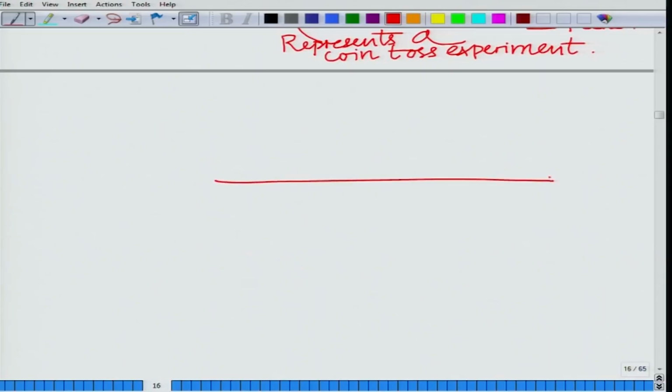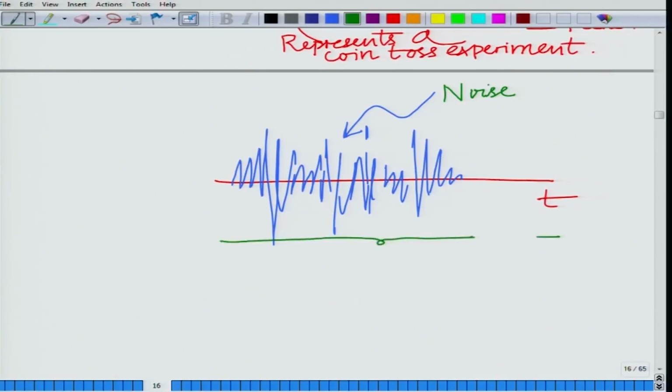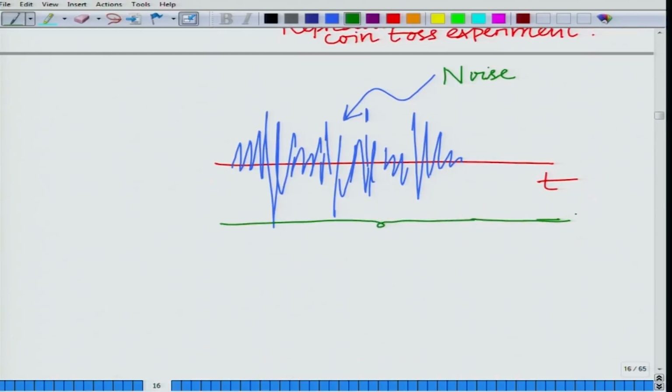A classic example of a continuous time random signal is noise. For instance, let us say you have t, and some kind of a signal which looks like this. This is termed as noise, which is random in nature. Observe that this is random in nature and it wreaks havoc and causes a significant amount of interference. Noise basically interferes with the desired signal, the information bearing signal.